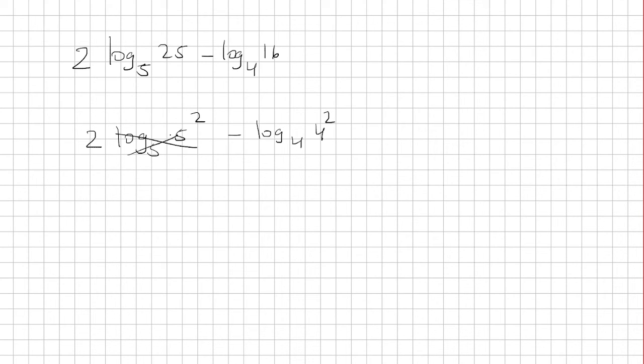Alright, now we have 2 times log base 5 of 25 minus log base 4 of 16. I can rewrite 25 as 5 squared and then 16 as 4 squared. We already know that the 2 is going to come out in front here, so this part is going to cancel. That's going to be 1. And then 2 times 2 will become 4. These 4s are going to cancel. We're left with 2. So 4 minus 2 is 2.